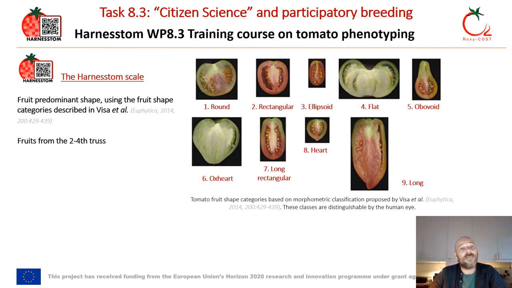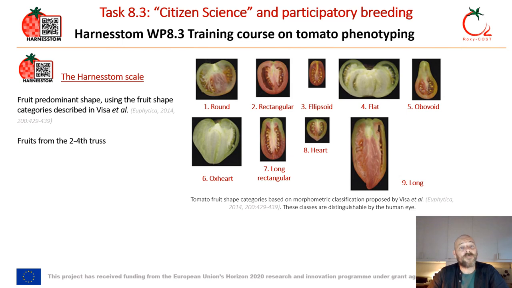Flat. This is an easily recognizable shape, which includes fruits that have a much larger diameter than the height of the fruit. Obovoid. This represents an egg-shaped fruit with a narrower area at the stem end. Ox-haired. The fruits categorized as ox-haired tend to be large, showing a significant reduction in width at the blossom end, and tapered with prominent shoulders.